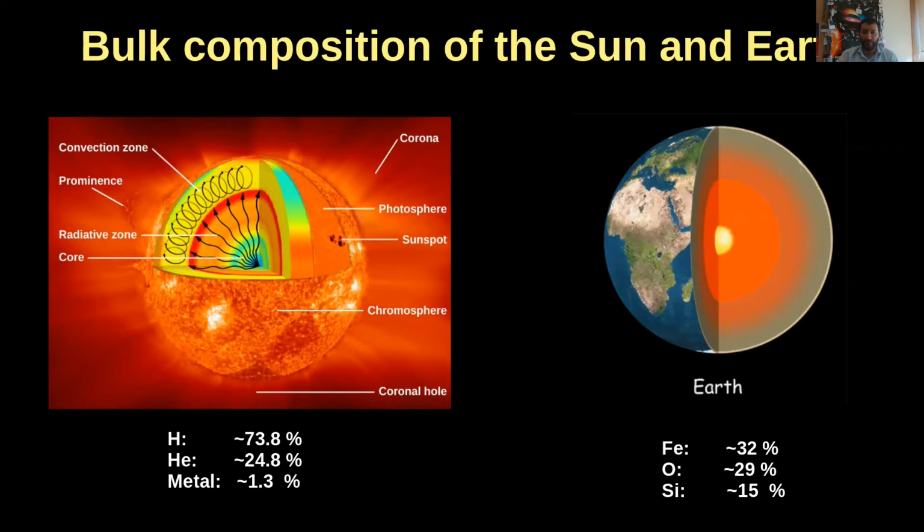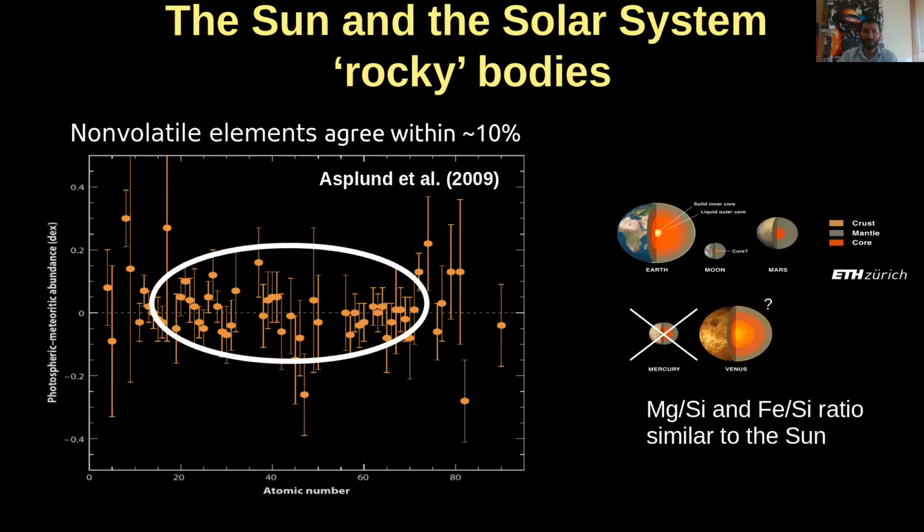While if you look at the composition of the Earth, 32% of the Earth is iron. Then we have oxygen, about 29%, and silicon, which is 15%. So we can see that these compositions are completely different, and one could argue that the stars and planets formed in the same disk don't have the same composition.